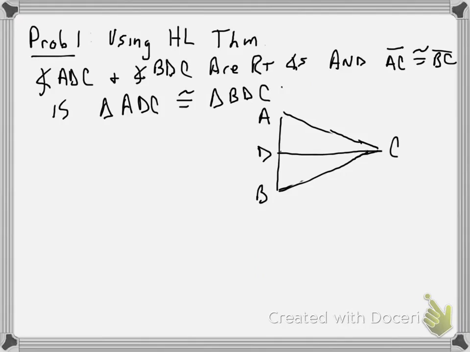Problem 1 is about using the HL theorem. So they tell us that angle ADC, which is right here, and angle BDC, which is right here, are right angles. And they tell us that AC is congruent to BC. Is triangle ADC congruent to triangle BDC? So we need the hypotenuse and we need the leg. Well, let's look across the right angle.